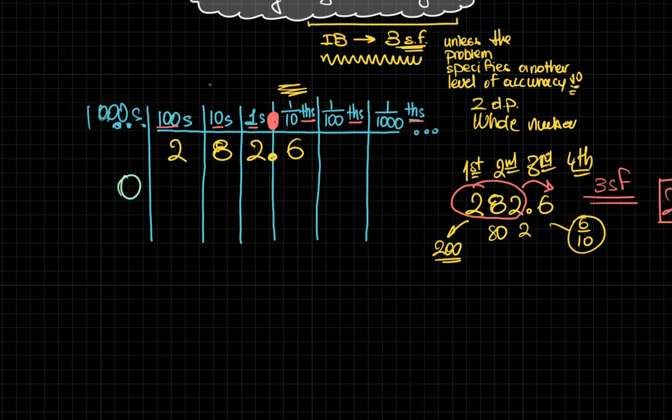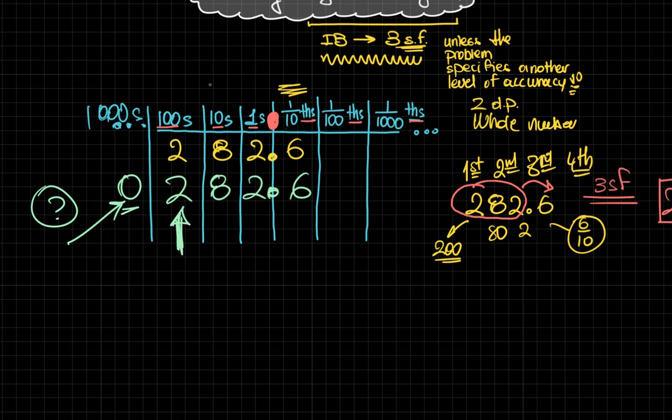So let's put a 0, then a 2, then an 8, then a 2, then a decimal point, then a 6. The question is, what's the role of this 0, and does it have any significance at all? Well, that corresponds to 0 times 1,000, which is again a 0, and therefore it's understandable that 0 does not really hold any value. So the first significant figure is still the 2. The zero at the front can be completely ignored.